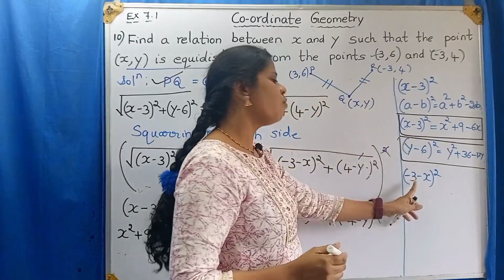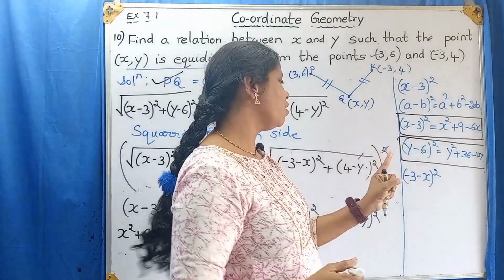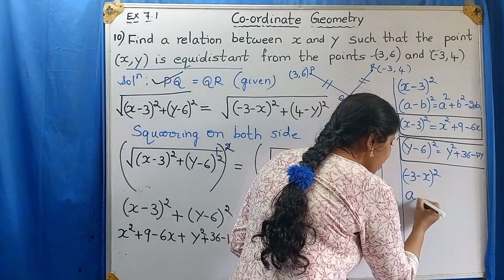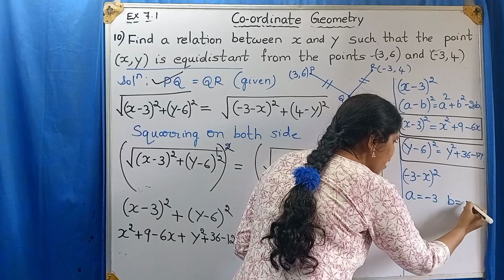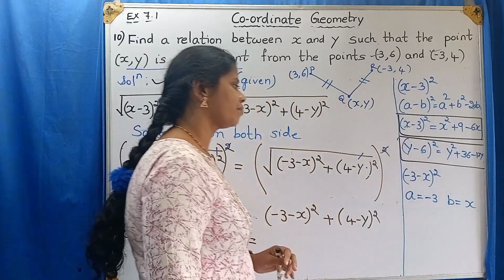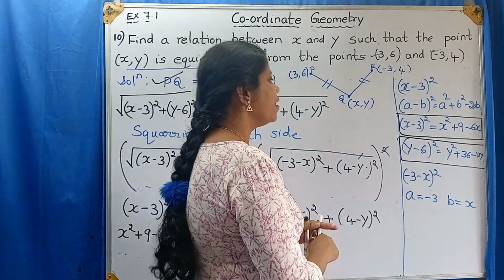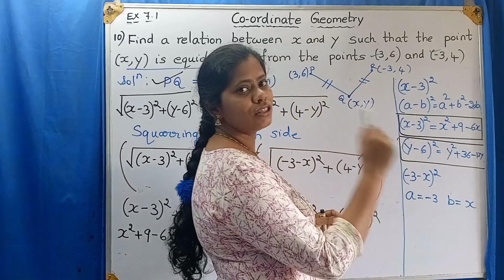Here also it is in the form of a minus b the whole square. But you must be very careful here. In the place of a, we have minus 3. And in the place of b, we have x. Okay? Therefore, a square, how can you write? a square means what? Minus 3 the square.